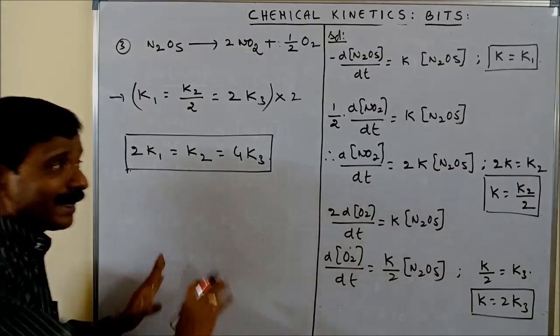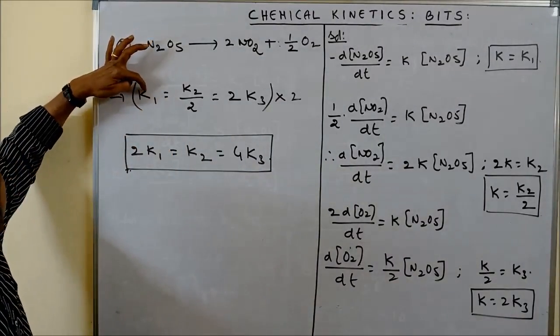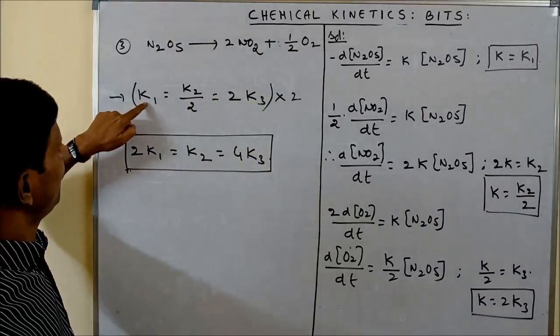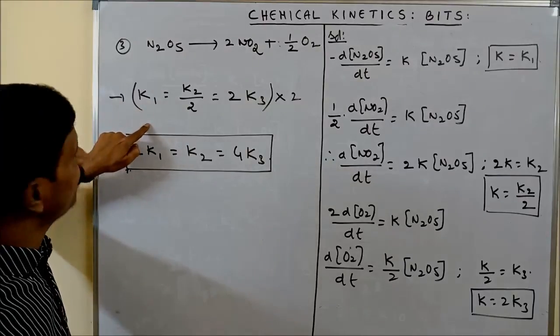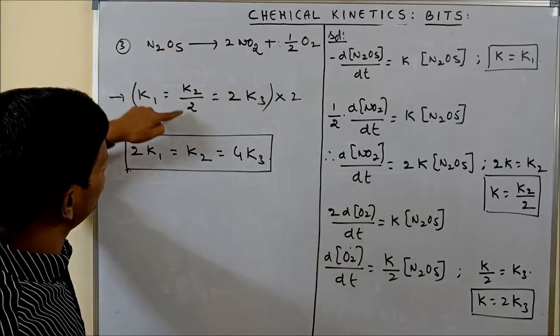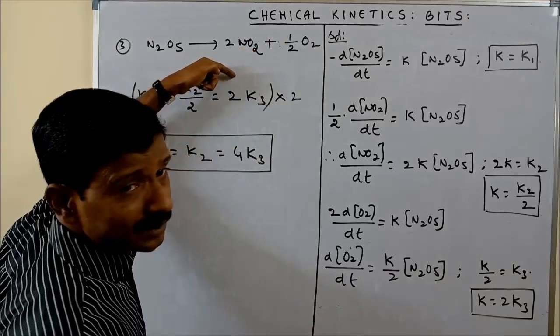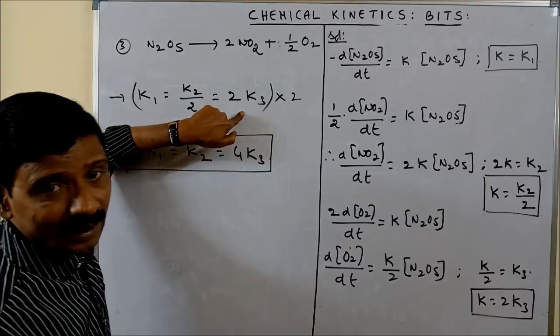Now, without doing all these things, directly we will get this expression. K1, K2 and K3. How? See K1, here it is 1 by 1. Here we have 2, K2 by 2. Here we have 1 by 2, 1 by stoichiometric coefficient. So 1 by 1 by 2 means 2K3.